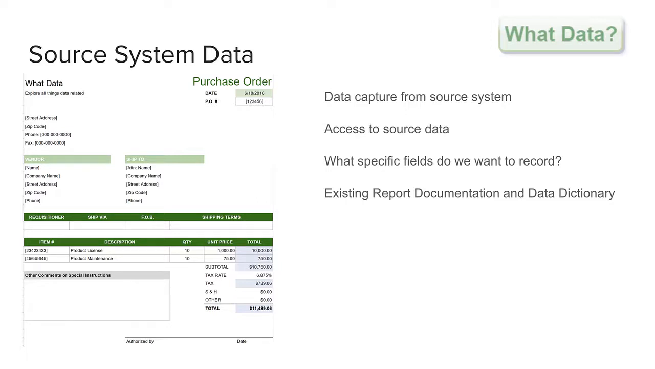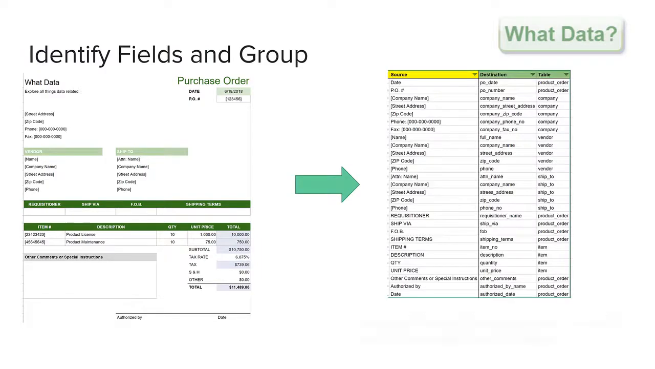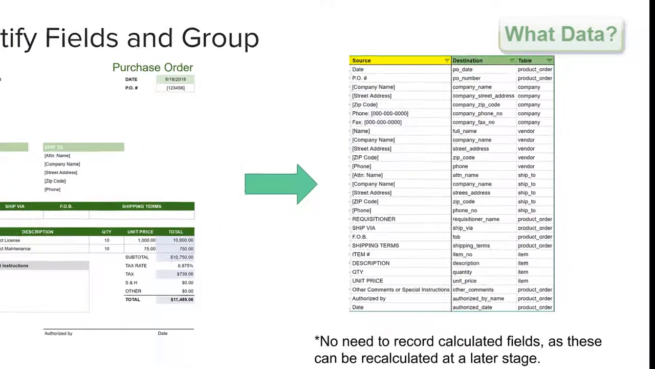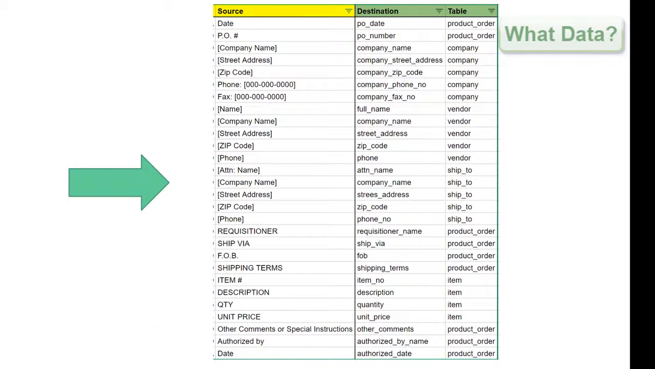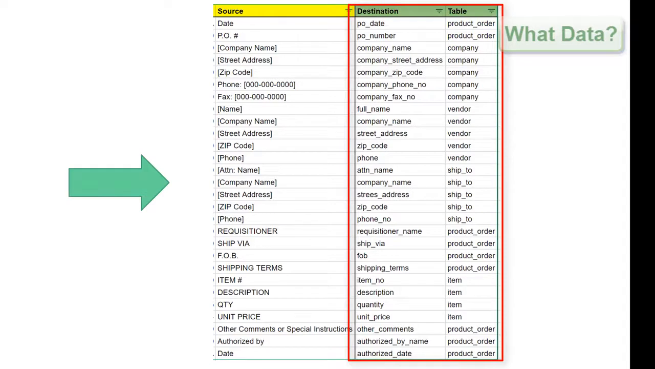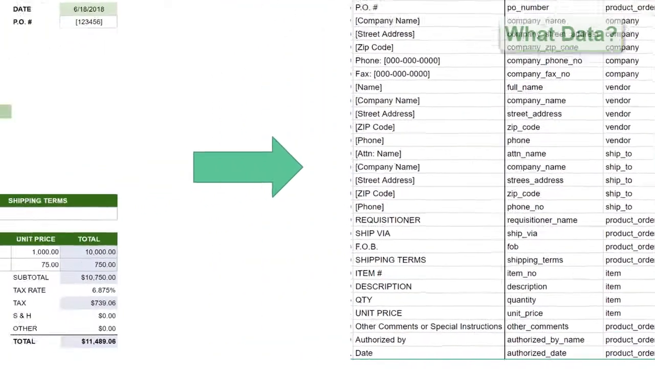However, if no such report is available and we only have the contents of the data report to go on, then we need to work through a process of identifying which fields are relevant to our project. The first step is to identify all relevant fields within the report and to start building our own data dictionary. In the table on the right are listed the source fields identified with a yellow column header, and the potential destination fields and table names noted with a green header. These field and table names correspond to the groupings of information we have identified in our purchase order report.